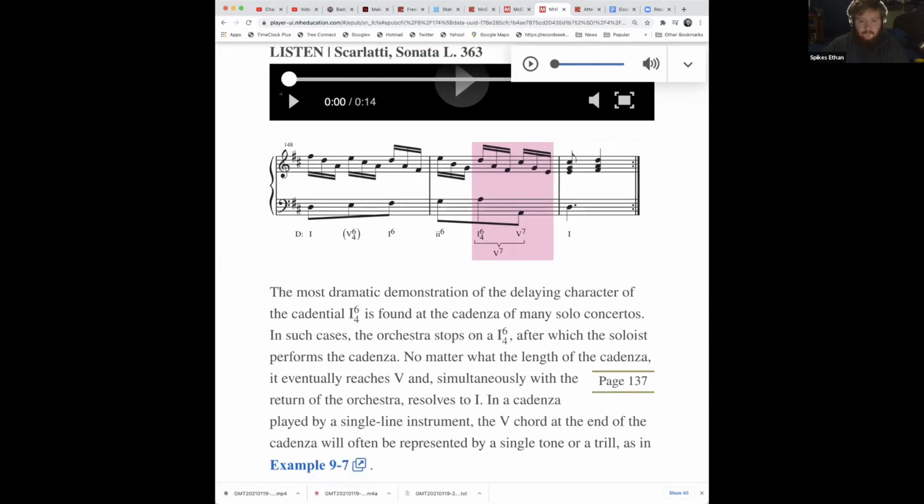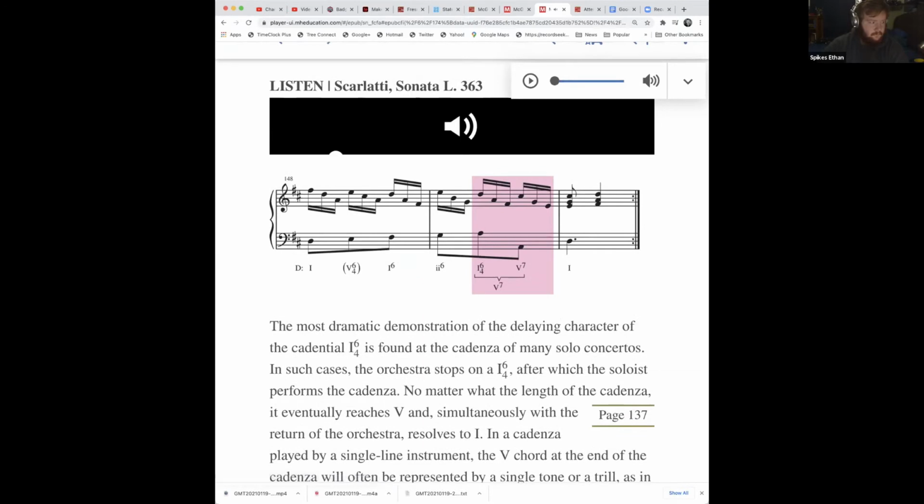Here we go. Example 9-6. Let's listen to that one more time. Example 9-6.